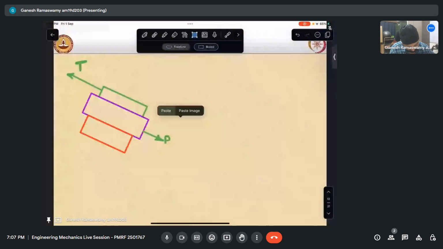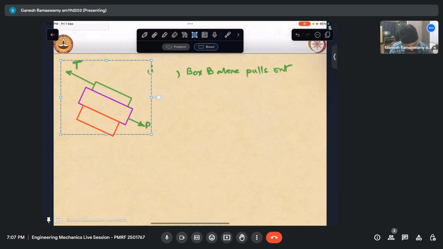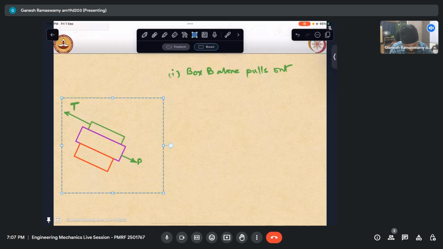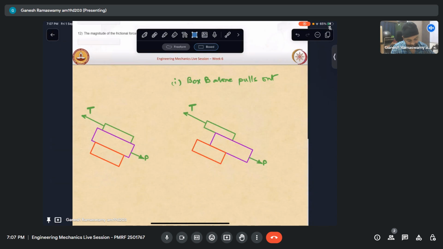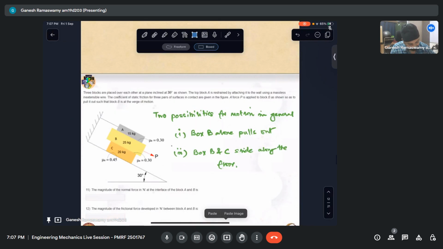So what happens? This is the free body diagram. In the first possibility, box B pulls out like that. This is my first possibility. And then let me take the second possibility, the second case of motion.